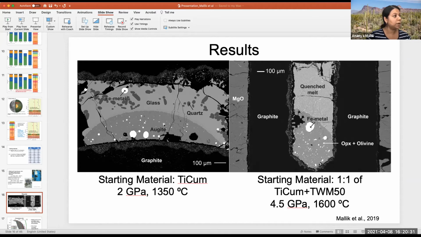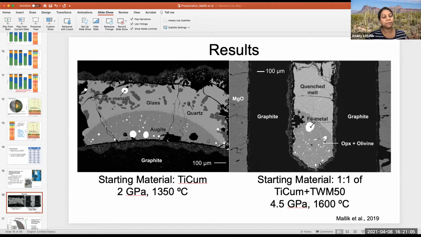This one formed augite, which is a kind of pyroxene. Then there was glass, there's quartz, and then there's also iron metal. Here we have olivine and orthopyroxene in these gray zones here. And then here, the melt that was a liquid at high pressure and temperature quenched to a glass in this case. But here, it didn't really quench to a glass. It quenched to something we call a quench mat. You can see these quench crystals in there. And then we also had iron metal.